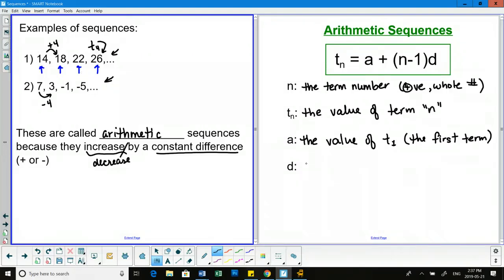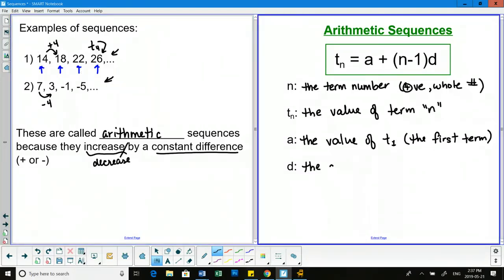And then the D value is going to be the constant difference value. So that can be your addition or your subtraction. And it will just be expressed as positive if you're adding or as negative if you're subtracting. What if you're multiplying? That will come next. That doesn't fit into what we call an arithmetic sequence. So we'll talk about that one in a couple slides.